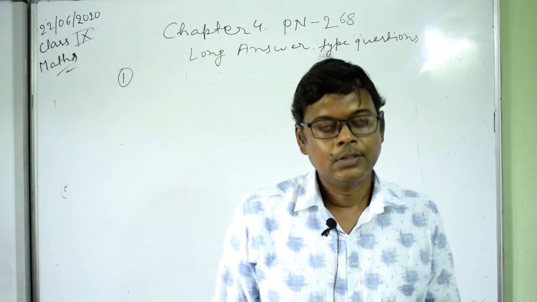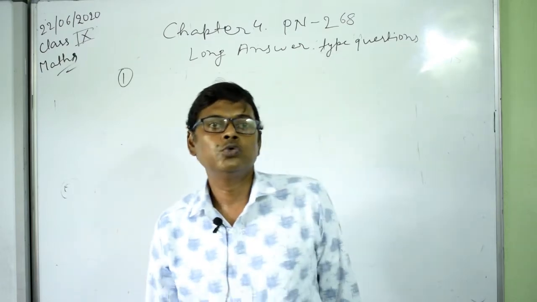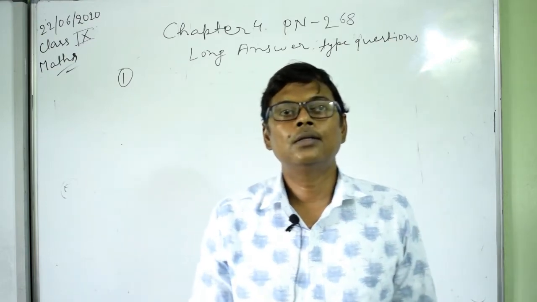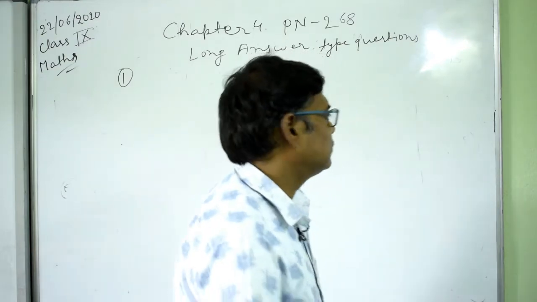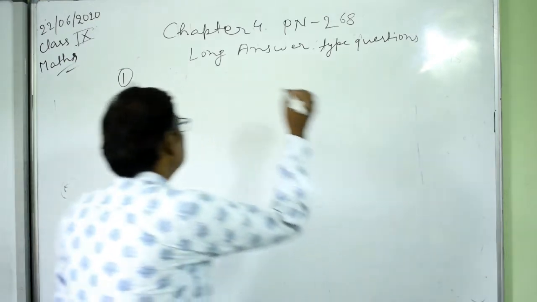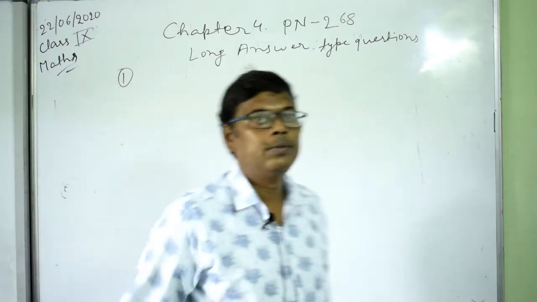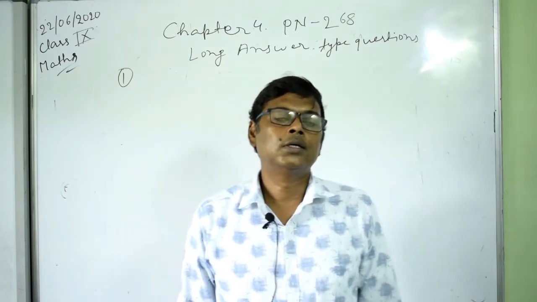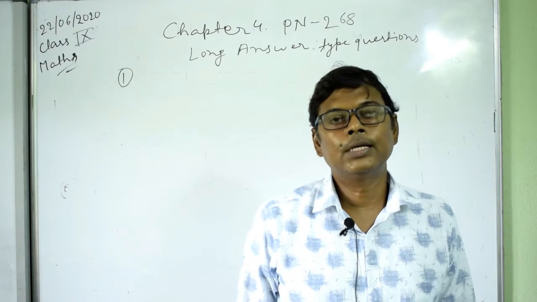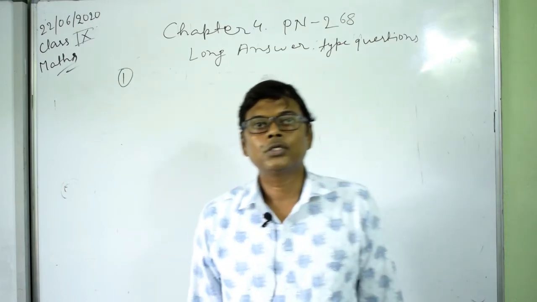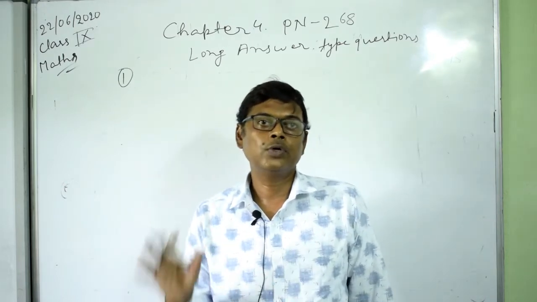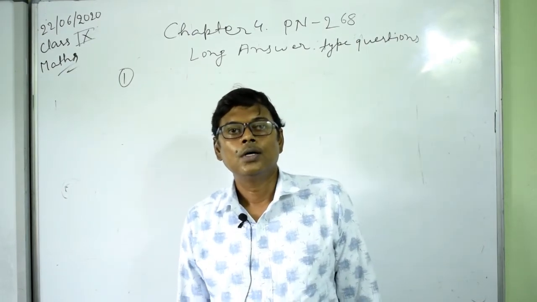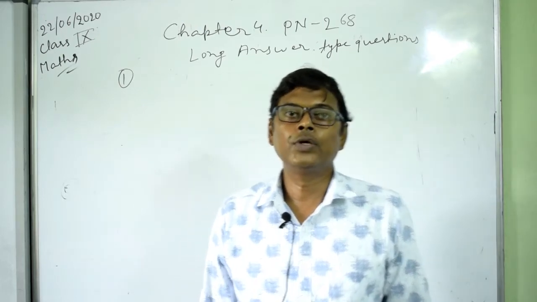how to find the solution of two simultaneous linear equations in two variables, and there are methods. One method is called the elimination method, the second is called the comparison method, the third is called the substitution method, and the fourth is called the cross multiplication method. So you have four methods of solving two simultaneous linear equations in two variables.